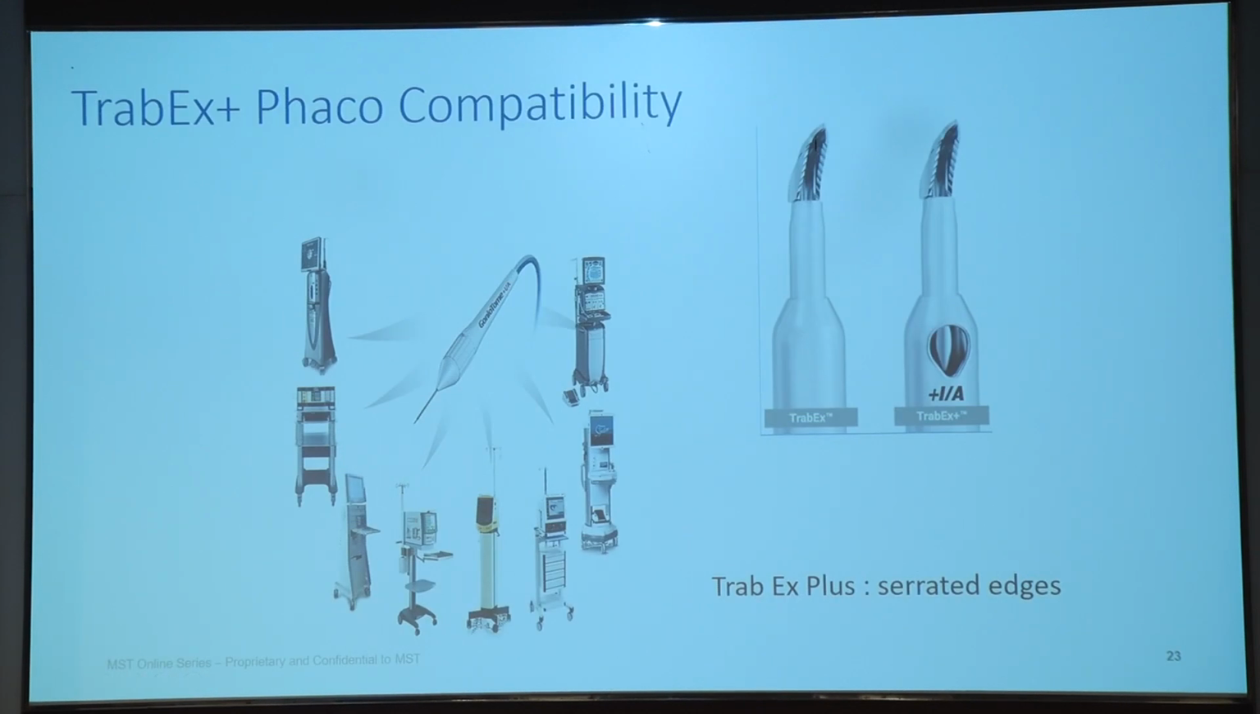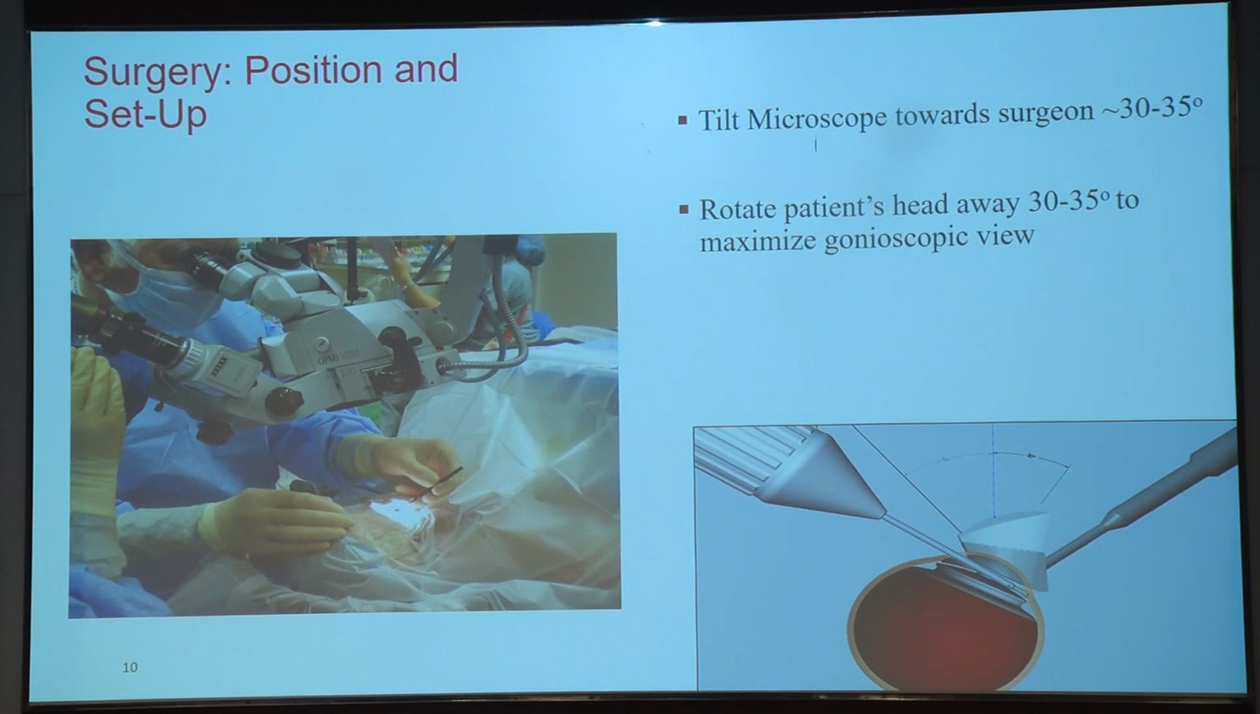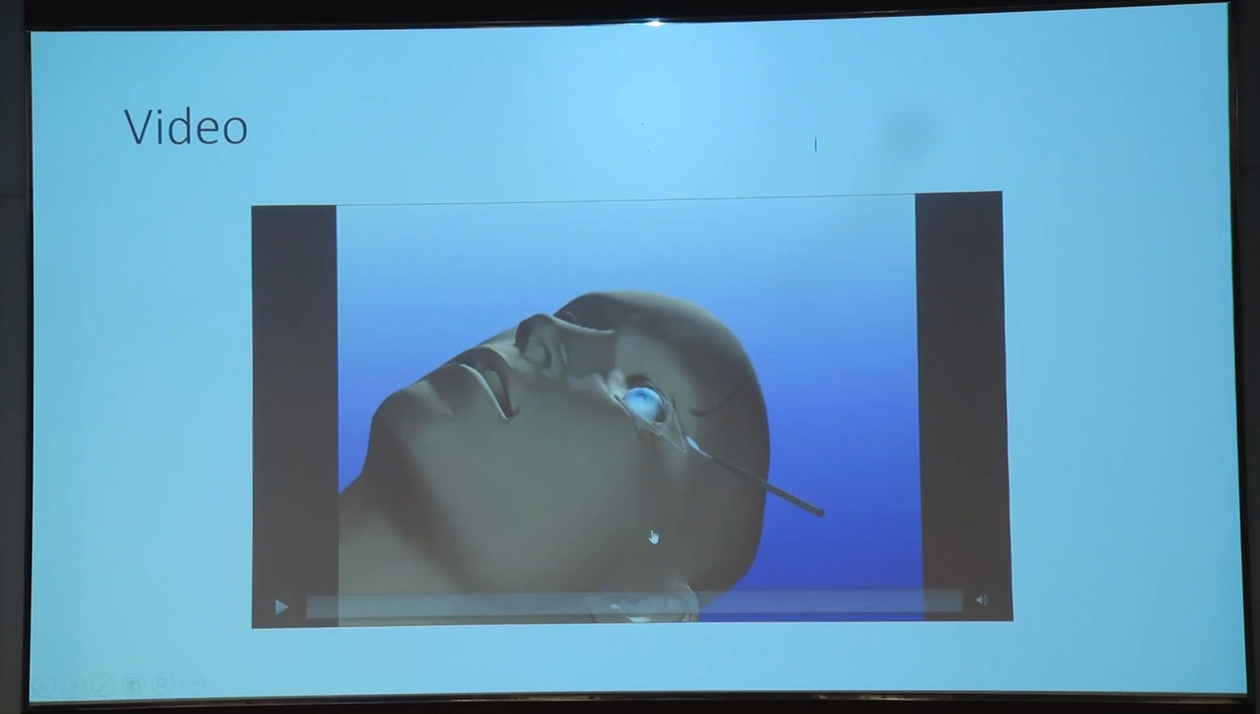It can be there as a probe which can be attached to the phaco, so phaco compatibility is also there. So it can be used in all types of glaucomas, even in narrow angle glaucomas after a patent PI, and even in congenital glaucoma. And Dr. Mahesh has already discussed the position and setup of the patient for any goniotomy procedure.